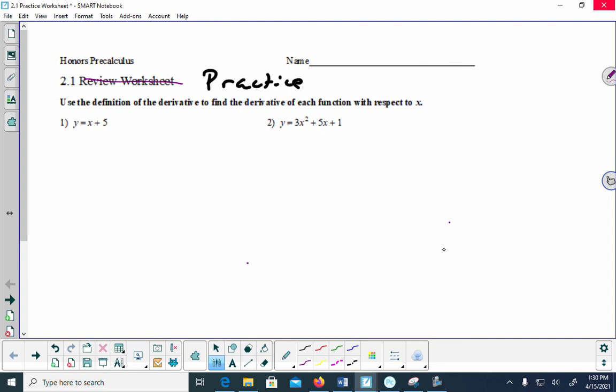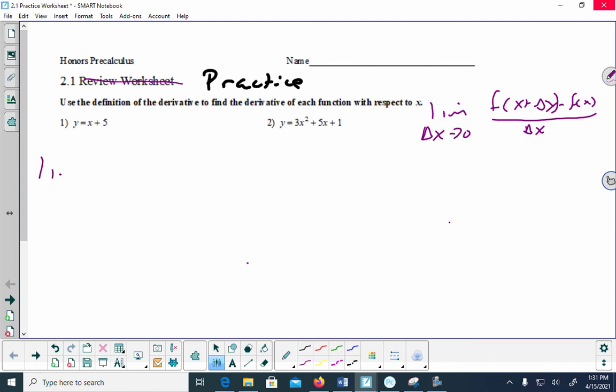So the first one says use the definition of a derivative to find the derivative of each function with respect to x. So that's when you're doing the limit as delta x approaches 0 of f of x plus delta x minus f of x all over delta x. And remember, notation is important. So if you don't like the delta x, you can use h as long as you're consistent and you replace delta x with h everywhere. I'm going to stick to the delta x.